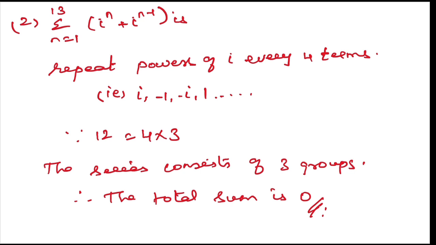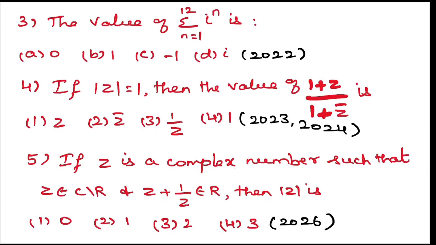Since the powers of i repeat every 4 terms, we have i, minus 1, minus i, 1, etc. The sum of these 4 terms is 0. Since 12 is equal to 4 into 3, the series consists of 3 complete cycles. That is, the series consists of 3 groups. So the total sum is 0. So the solution is A, 0.